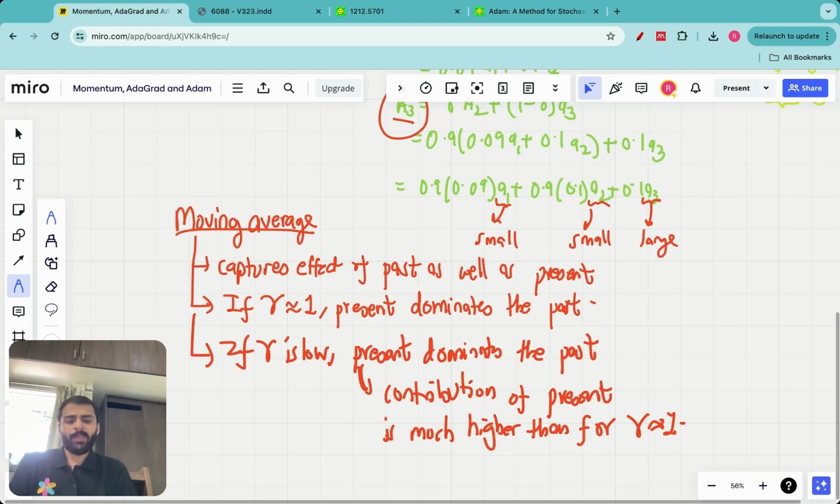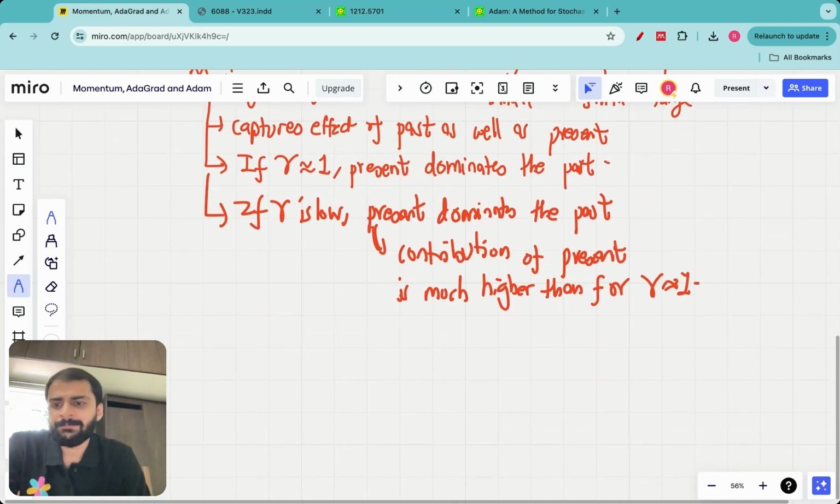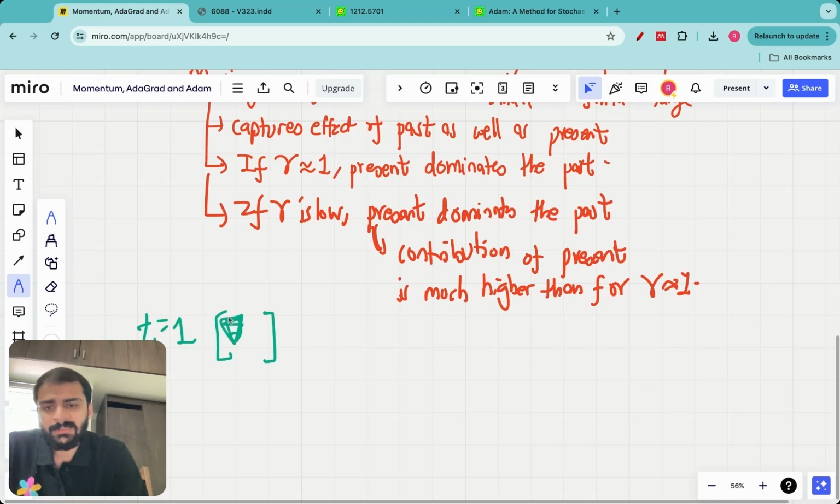So, the way I think about moving averages is that if we have a sequence of numbers, then a moving average actually takes into account the effect of the present as well as the past, and it is a metric for changing something with respect to time. So let's say there is a quantity such as the loss or the gradient of the loss with respect to it, and that quantity is changing with respect to time, right? So let me use a different color. So at time t equal to 1, you have this array where there is the gradient value at this time. So let me denote it by this symbol.